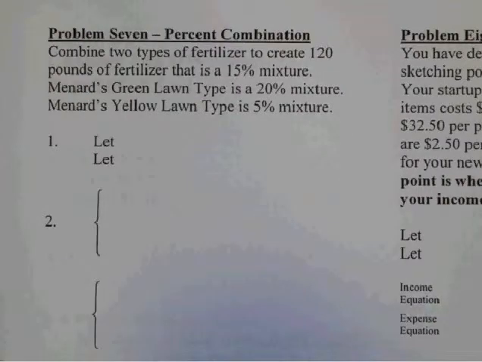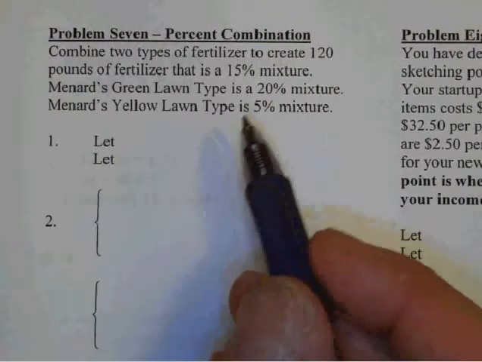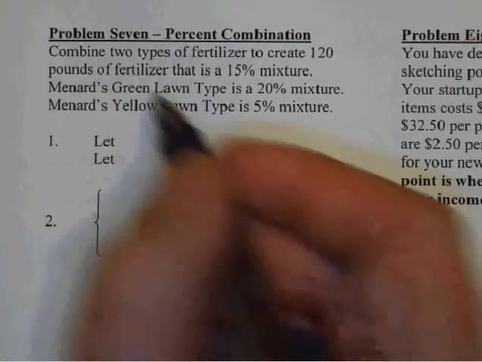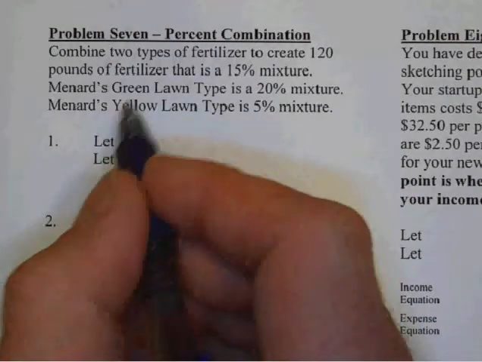Our seventh example today in section 4 comes back to the idea of a percent combination. I wanted to give you a second illustration of percent just as a review so we can work through another percent problem. Here we have Menard's fertilizer and we're mixing two different types, a 20% mixture and a 5% mixture. The varieties are green and yellow.